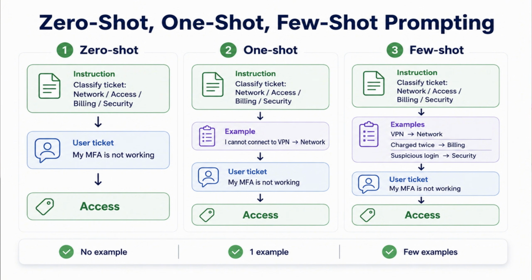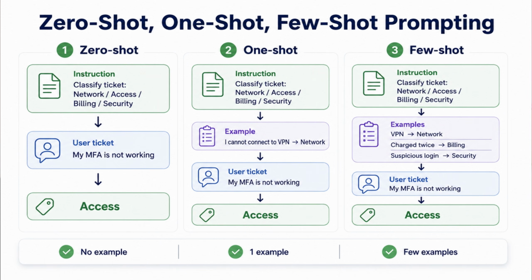In one shot prompting, we give one example first. For example, if the ticket says I cannot connect to VPN, classify it as network. So now classify another ticket which is my MFA is not working, and that one example helps the model understand the expected pattern. In few shot prompting, we give multiple examples, and this is useful when we want more consistent output because the model can see what a good answer should look like.